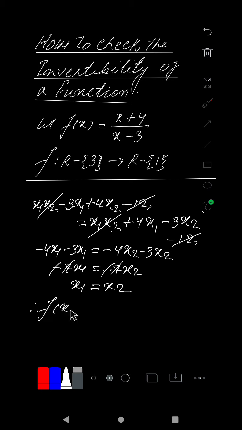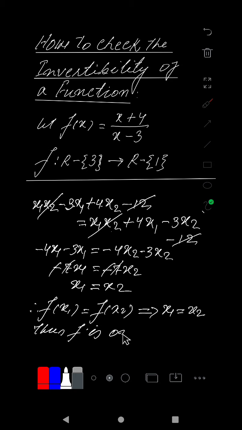f(x1) is equal to f(x2) implies that x1 is equal to x2. So taking f(x1) is equal to f(x2), if we get only one result, that is x1 is equal to x2, then the function must be one-one function. Thus, the criteria of one-one function is satisfied. We may say that f is one-one function.